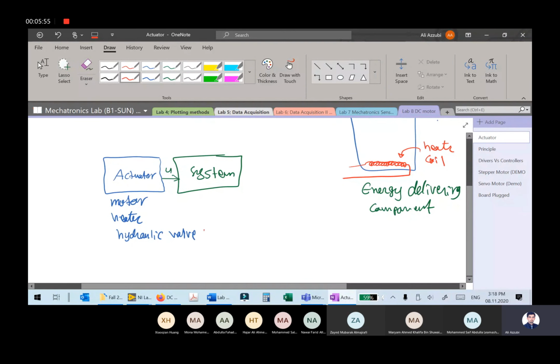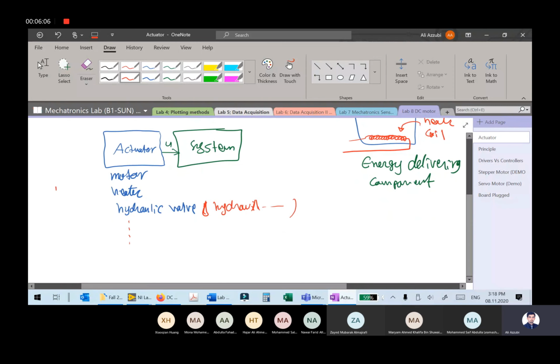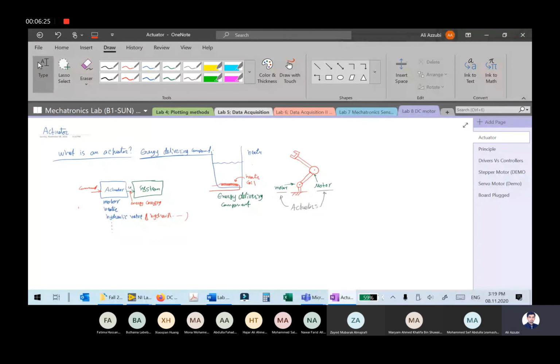This is a topic by its own. You have hydraulic actuators, etc. All of these take a command and then translate this command into an energy carrying variable. So this is energy carrying. Okay, so this is a simple introduction about actuators.